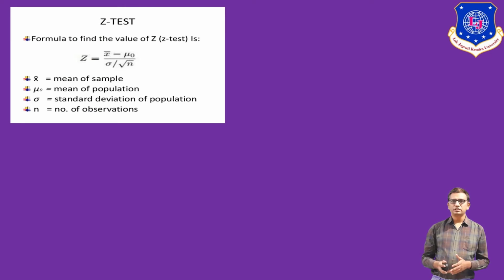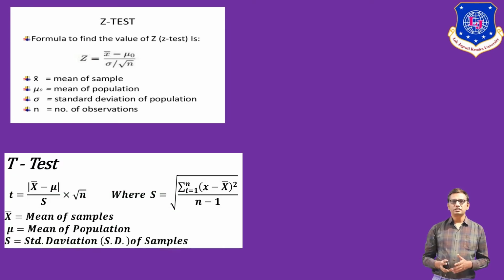So this is the Z test. Here the formula of the Z test is x bar minus mu 0 upon sigma upon root n. Here x bar is the mean of the sample, mu is the mean of the population, sigma is the standard deviation of the population, and n is the number of observations. So this is the Z test, and this is the T test. Here the T test is x bar minus mu. Here x bar is the sample mean, mu is the population mean, S is the standard deviation of the sample, and root n is the number of samples.